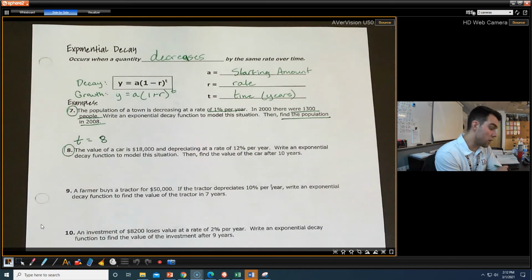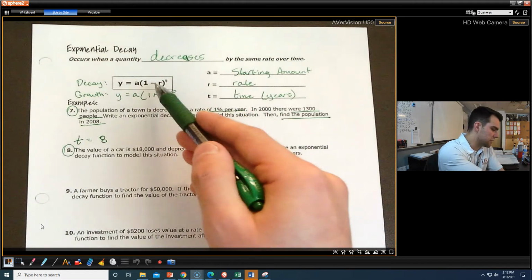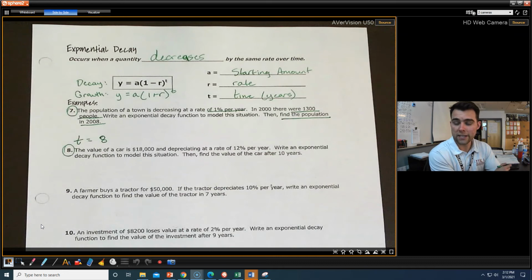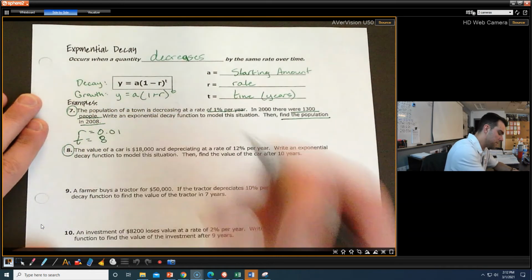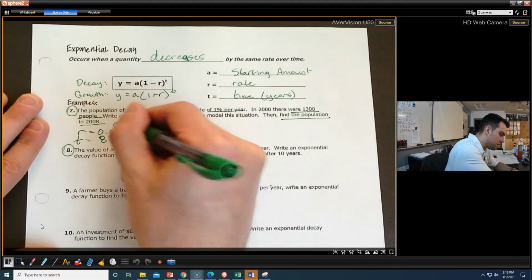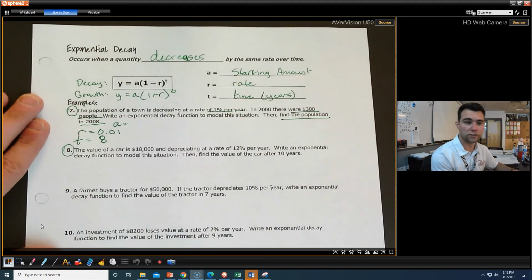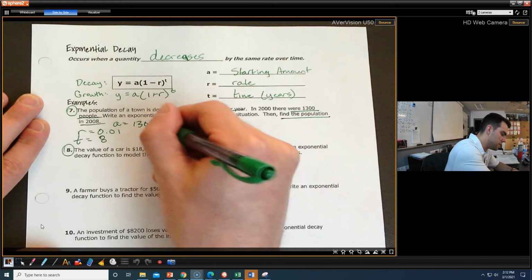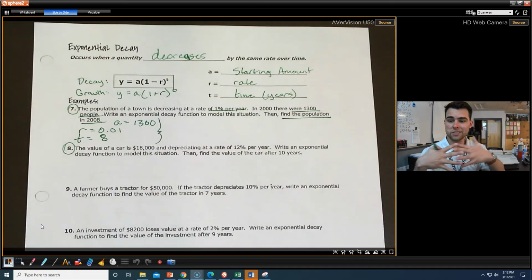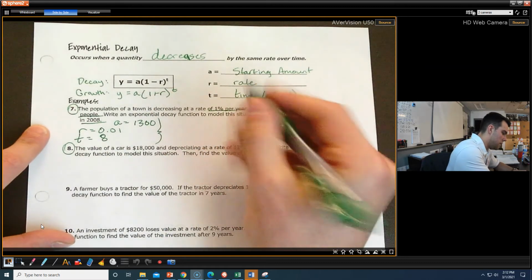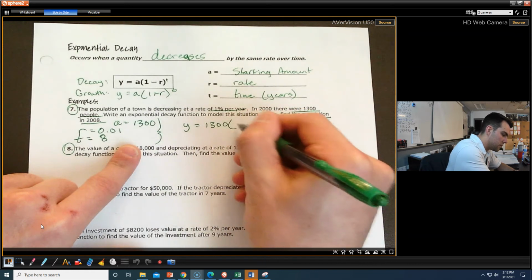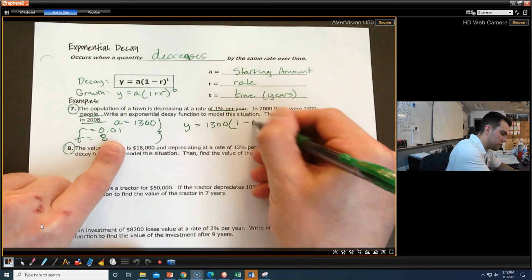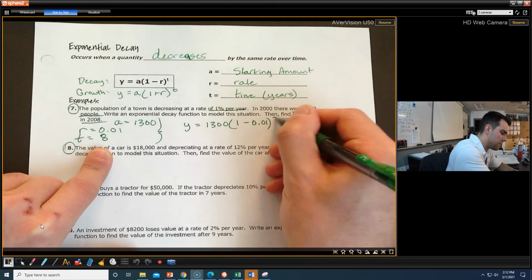Our rate is 1%. It's decreasing, but the decreasing part will take care of itself. The rate is 1% or 0.01 when you divide by 100. And the A, our starting amount, was however many we had in 2000, which was 1,300 people. Now we can put all this together. Our equation is y equals 1,300 times 1 minus 0.01, raised to the 8th power.